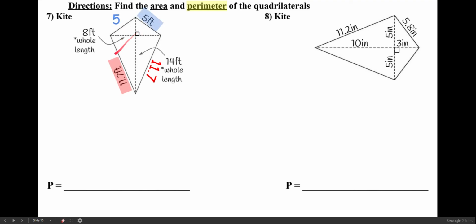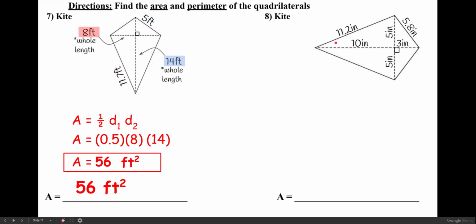So I'm just going to add up all the sides. You can't just take 5 and multiply by 4 because not all the sides are equal. So 5 plus 5 plus 11.7 plus 11.7. You add them all up, you end up with 33.4. 33.4 what? 33.4 feet. Not feet squared, just feet, because perimeter is measured in just regular singular units.